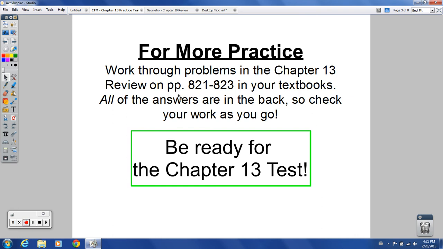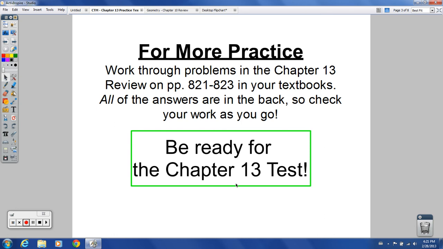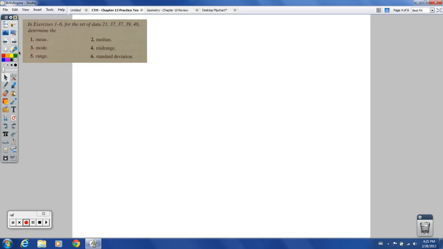on these pages. And for those problems, all the answers are in the back, so you can use that as another resource to help you in your preparation for that test coming up very soon. Alright, so make sure you are ready for that. Let's get right into this now, and let's see what we got here.